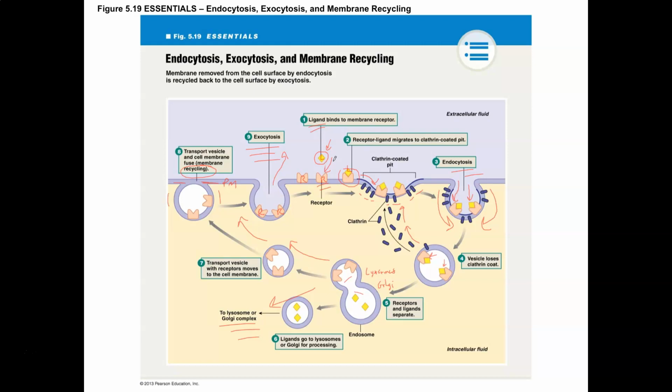Exocytosis utilizes proteins, the RABs and the SNARE proteins. RAB proteins are basically docking type proteins. SNARE proteins actually are involved in the fusion mechanism. And we'll look more at that when we get to the nervous system and we talk about exocytosis of neurotransmitters.